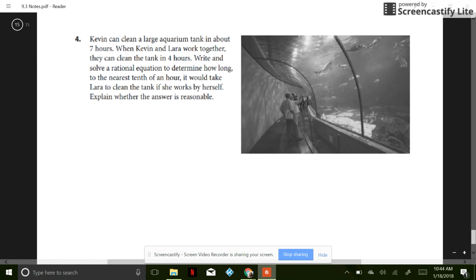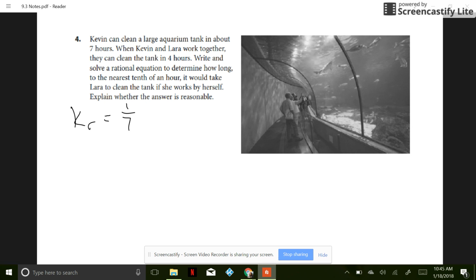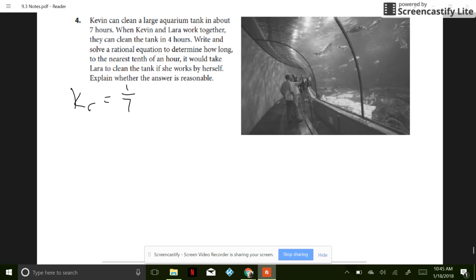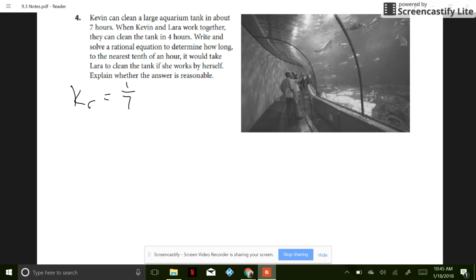Okay, one more example that's very similar to that one. Kevin can clean a large aquarium tank in about 7 hours. When they work together, they can clean the tank in 4 hours. So if you think about Kevin's rate, the rate he can clean at by himself would be 1 over 7. He can clean one tank in 7 hours. So that's his rate that he can clean by himself.